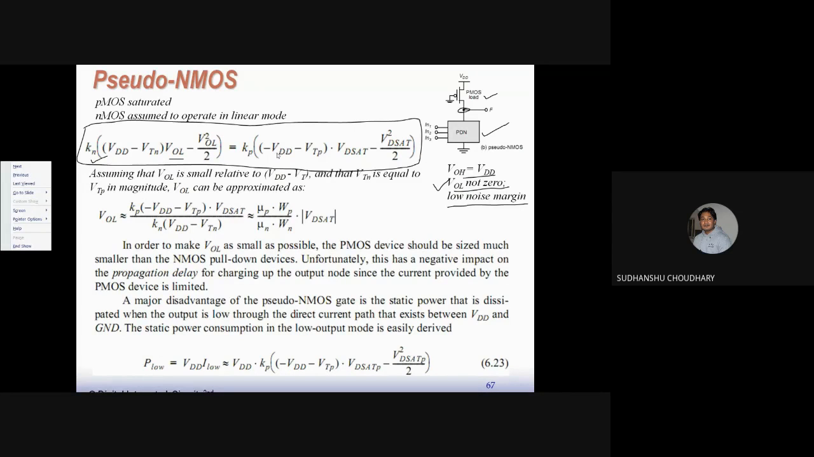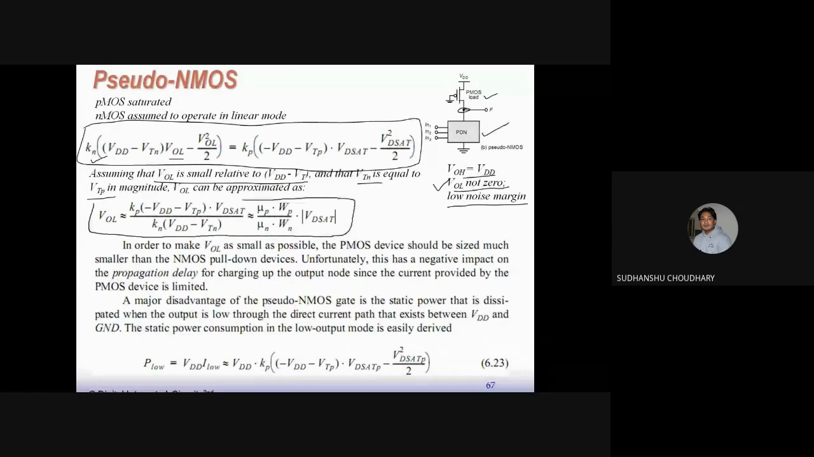From this relation, by making some other approximations, for example, VTN is assumed to be equal to VTP, that is, the threshold voltage of NMOS is assumed equal to the threshold voltage of PMOS, and also assuming that VOL is small relative to VDD minus VT, the relationship of VOL can be found. So VOL seems to be dependent on WP and WN. VOL is dependent on the WP by WN ratio.